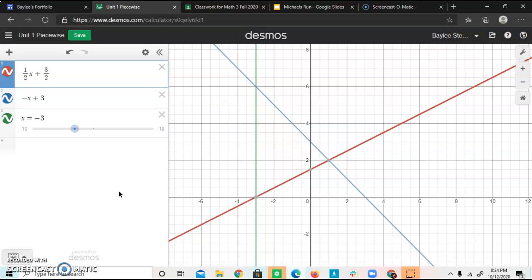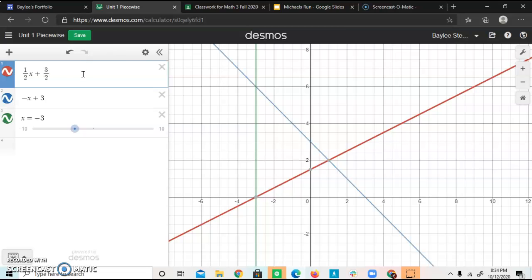Okay, so when asked to give an example of a piecewise function, I came up with f of x equals 1/2 x plus 3/2, if x is less than 1, and then negative x plus 3 if x is greater than or equal to 1. So how we can write this, as you can see, these are the plain equations now, with red being this one, blue being this one.